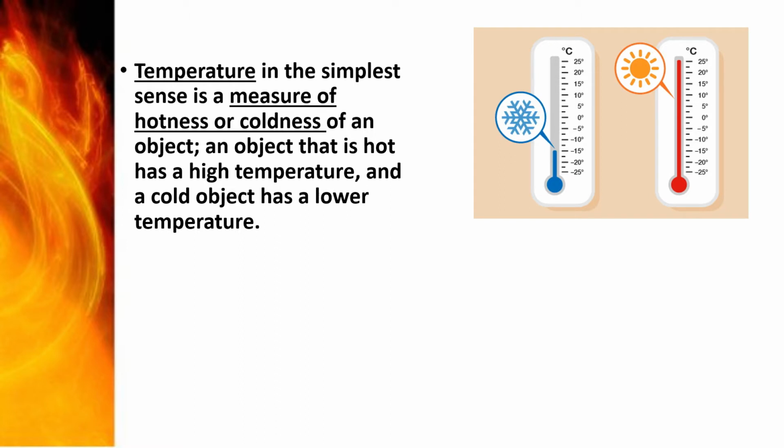So, ang temperature, ito yung pagkainit at pagkalamig ng isang bagay. Kapag malamig ang isang bagay, malamang meron siyang mababang temperature. Kapag mainit ang isang bagay, ito ay may mataas na temperature. To get the temperature of an object, we use a thermometer. So again, temperature is a measure of hotness or coldness of an object. Init o lamig ng isang bagay.